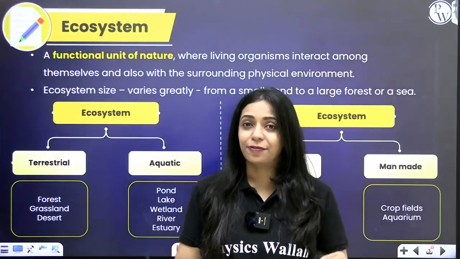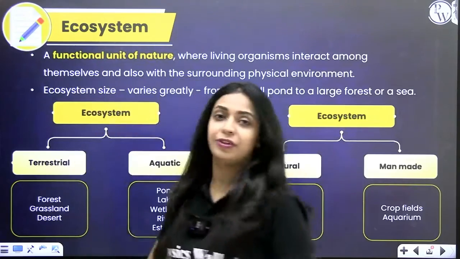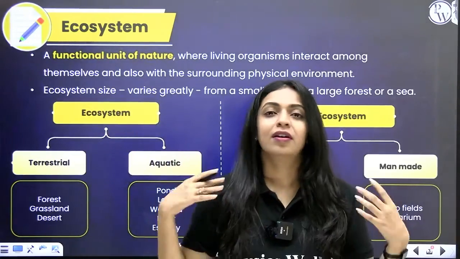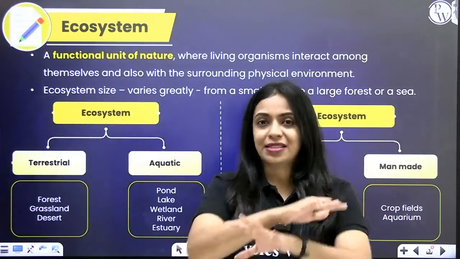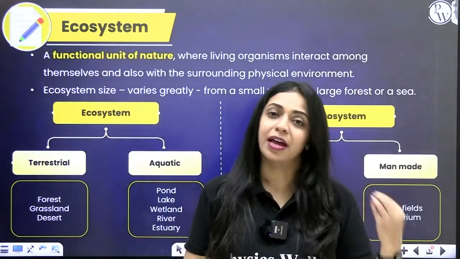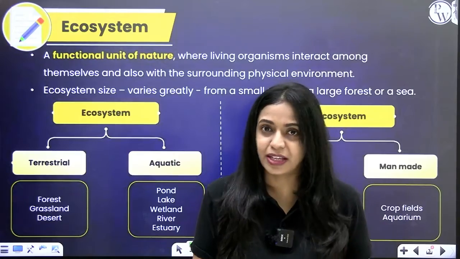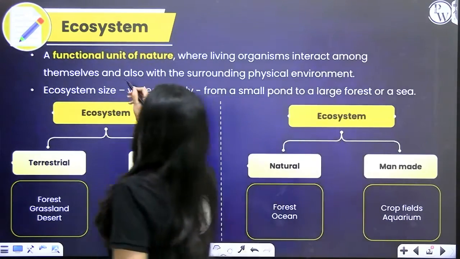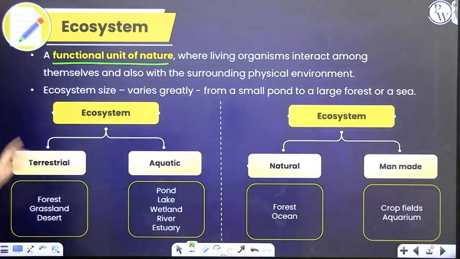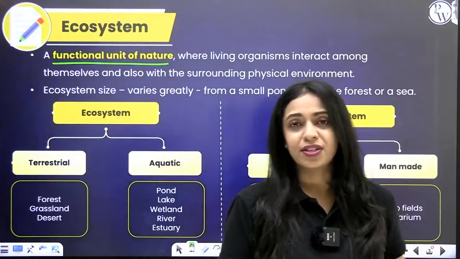So how can we define an ecosystem? An ecosystem, like I mentioned, is a functional unit of nature. So just like we say cell is the basic unit of life, an ecosystem is the basic functional unit of nature where living organisms and non-living things are both part of it and they're interacting with each other. Okay? So a functional unit of nature where living organisms interact among themselves and also with the surrounding physical environment is what we call an ecosystem.